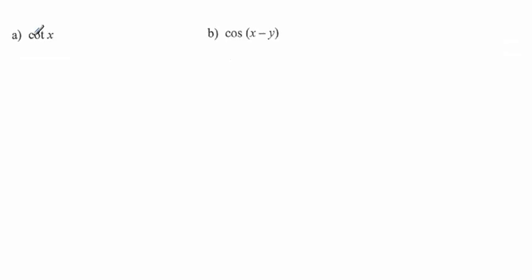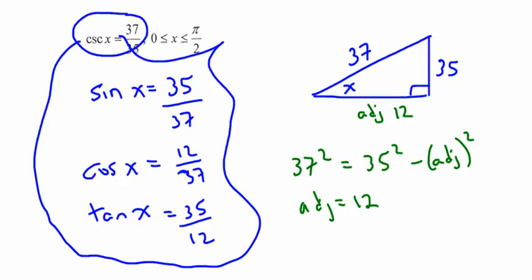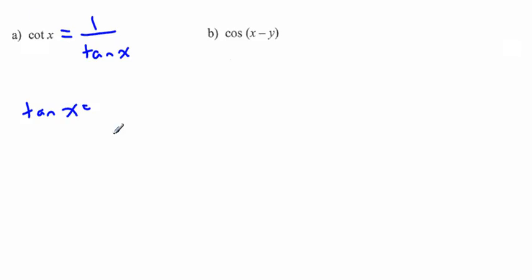So we know that cotangent x is equal to the inverse of tan x, and we know that tan x is, let me go find it, tan x is 35 over 12, and therefore cotangent x is 12 over 35.